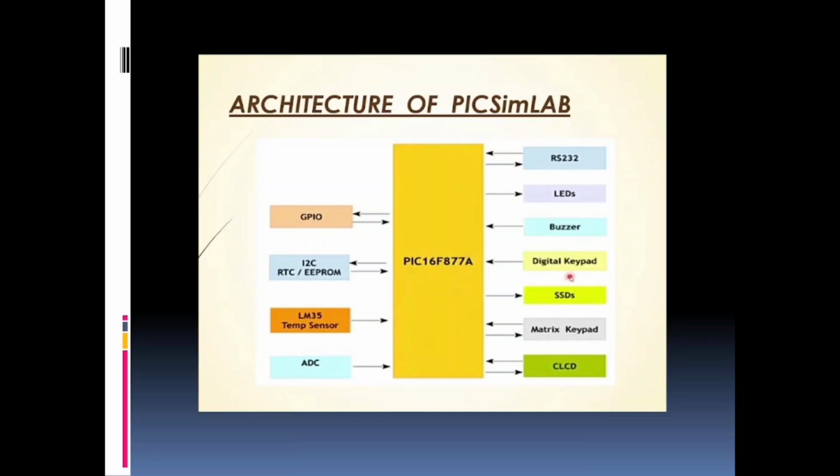CLCD. It is typically a 16x2 or 20x4 character display. It displays text messages or sensor values. It is controlled using data and control lines from the PIC.